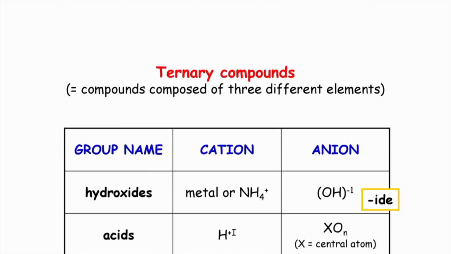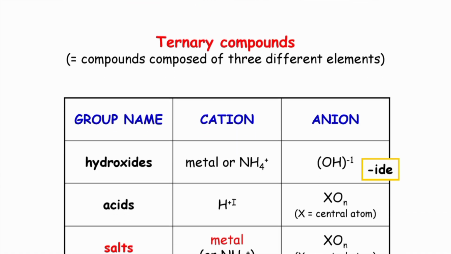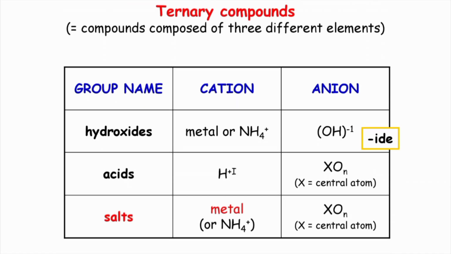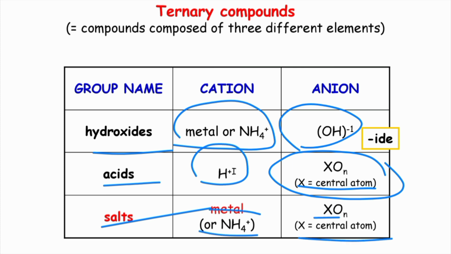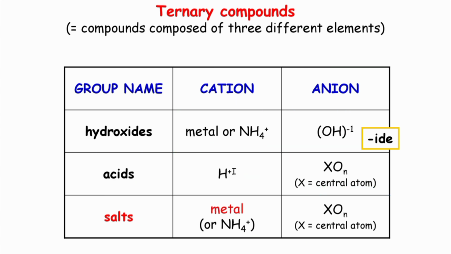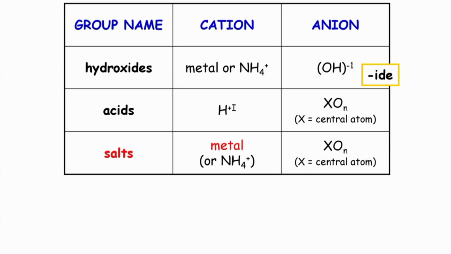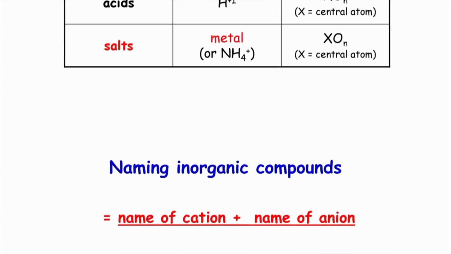Ternary compounds are composed of three different elements: hydroxides, acids, and salts. Hydroxides are metal or NH4 positive, anion OH negative. Acids are H positive, anion XO, where X is the central atom. Salts are metal or NH4 positive with XO anion, and X is the central atom. This is the basics of binary and ternary compounds.